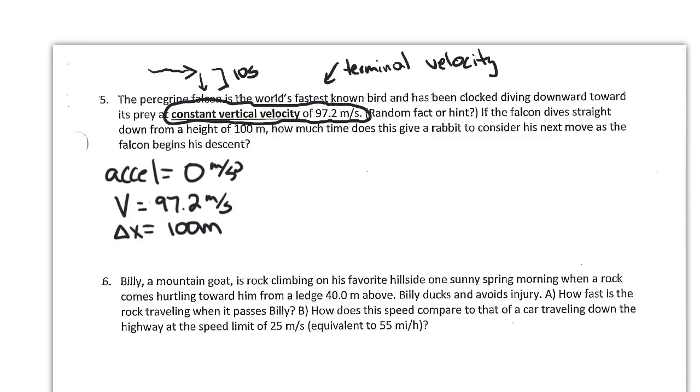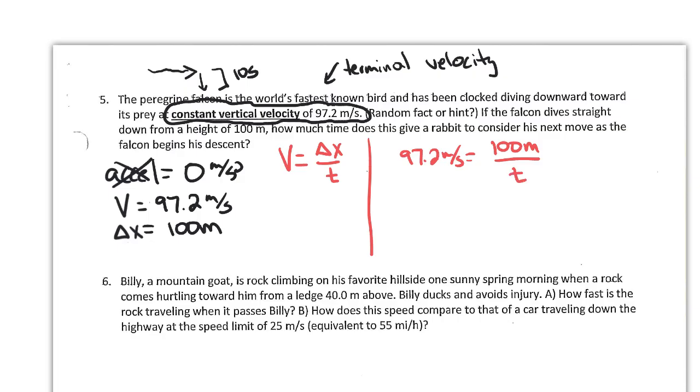But because it's not an accelerated motion problem, you should be looking at formulas only on the left side of your card. And what we see is v is equal to delta x over t, or you could use distance over time. We know our velocity is 97.2 meters per second. We know the bird travels 100 meters, and the question is how much time? And the time is going to be equal to 100 meters divided by the velocity, 97.2 meters per second.